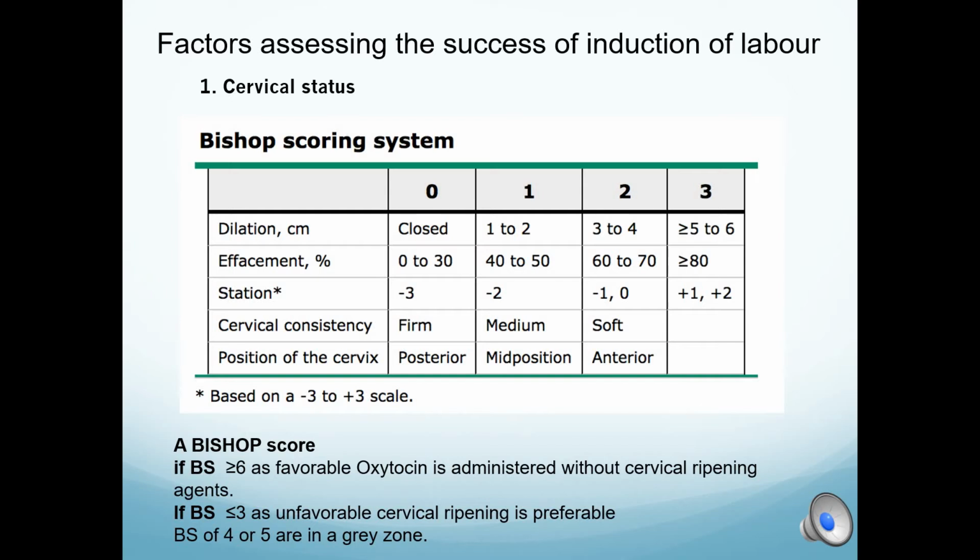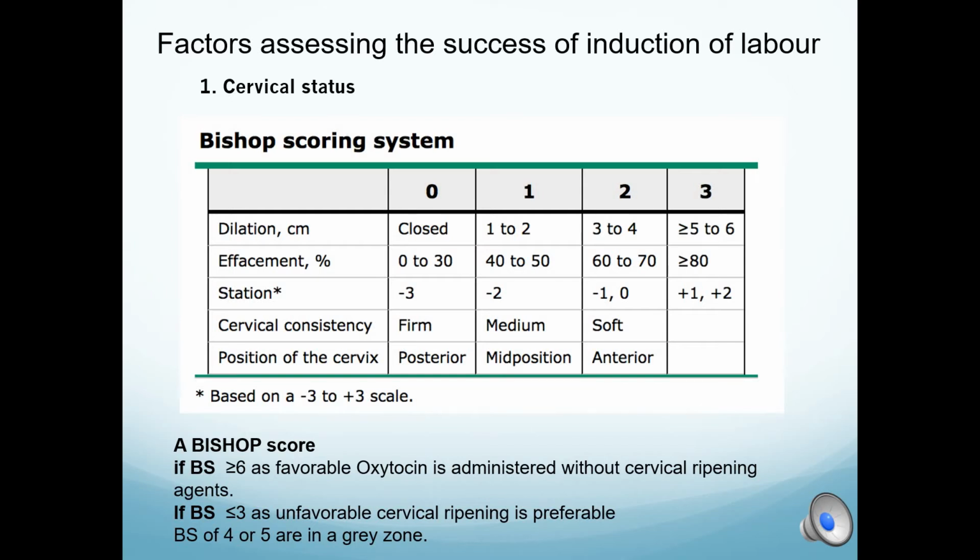Cervical consistency: a firm cervix will be scored as 0, a medium cervix will be scored as 1, and a soft cervix will be scored as 2. Position of the cervix: if it is posterior, it will be 0. If it is mid-position, it will be 1. And if it's anterior, it will be 2. Adding all these factors together, if you end up with a Bishop score of more than 6, you will consider it a favorable cervix and you can start the oxytocin without cervical ripening agents.